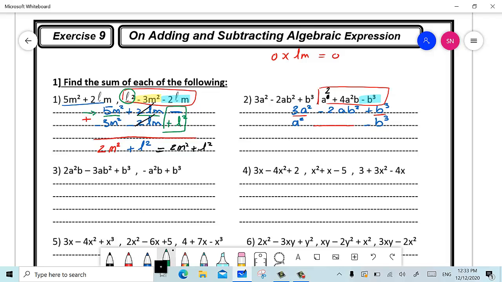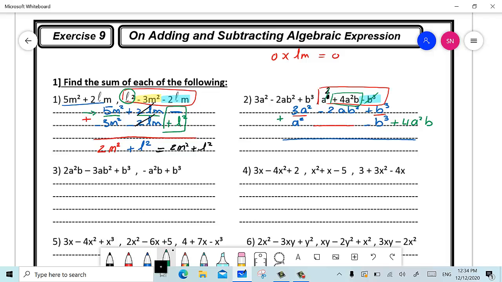Now we took a squared and we took negative b to the power of 3. Still we have positive 4a squared b. And since there is no other term like it, I'm going to write it alone at the end. Positive 4a squared b. And now it's easy for me, after I arranged all the like terms under each other, to go and have their sum.